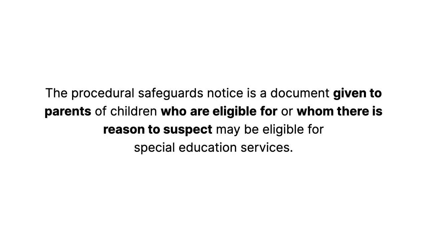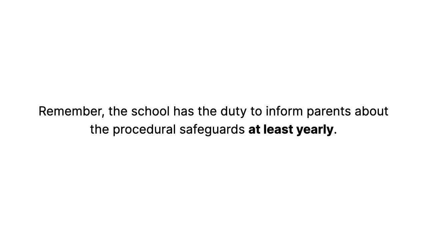Let's go back one more time to our original explanation of the Procedural Safeguards Notice and see if we've got a better understanding. The Procedural Safeguards Notice is a document given to parents of children who are eligible for, or whom there is reason to suspect may be eligible for special education services. Remember, the school has a duty to inform parents about the procedural safeguards at least yearly.